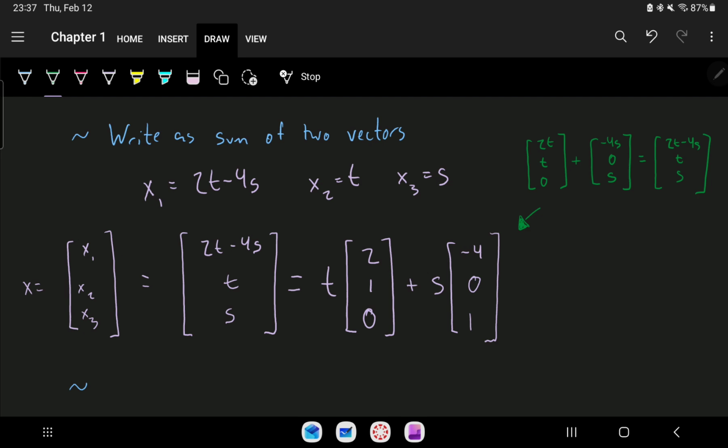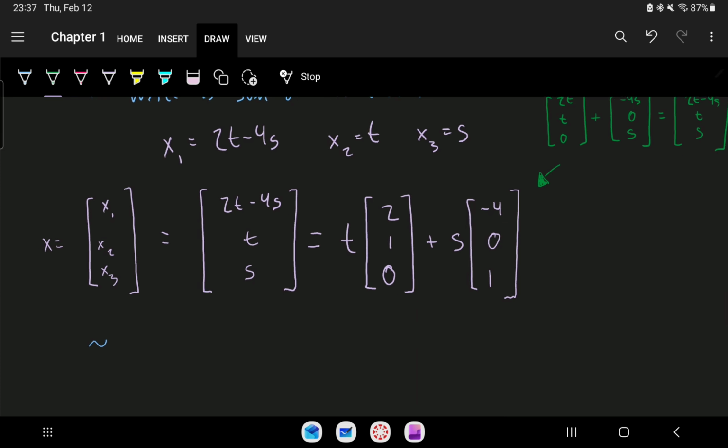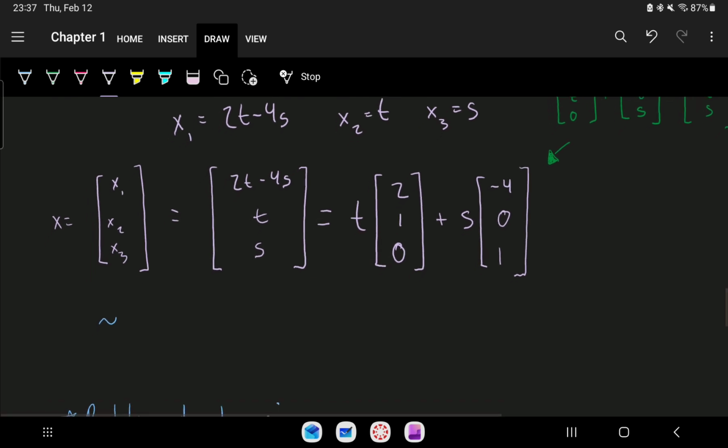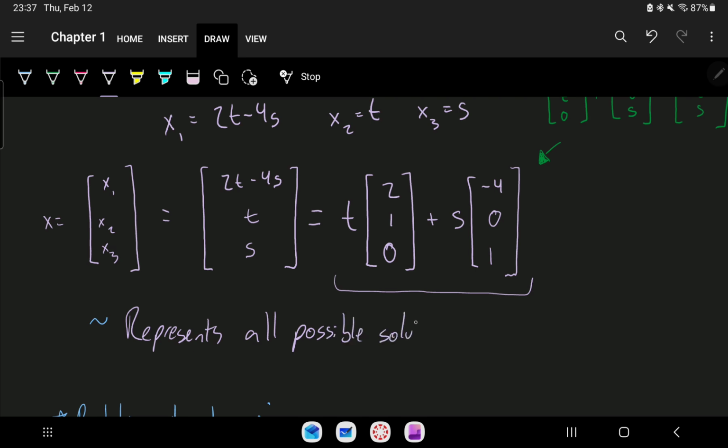So that is a clean way to write it, and if you do end up with a problem like this, they're probably going to want you to bring it to that cleanest form. So it's really good practice to start viewing things like that. And the interesting part about this too is that this right here represents all possible solutions to the linear system.